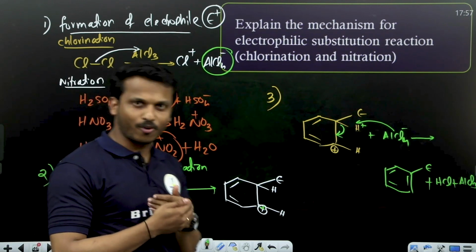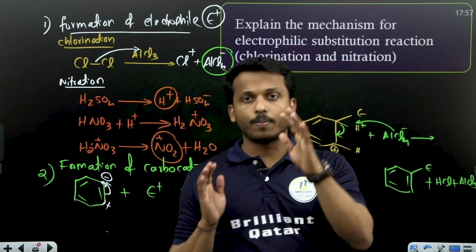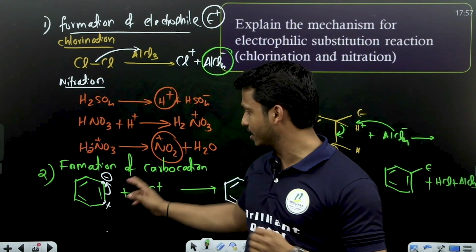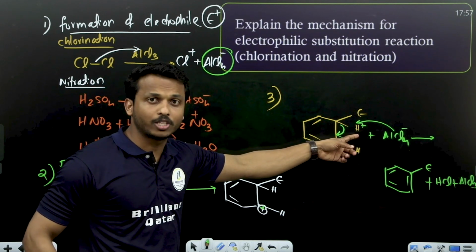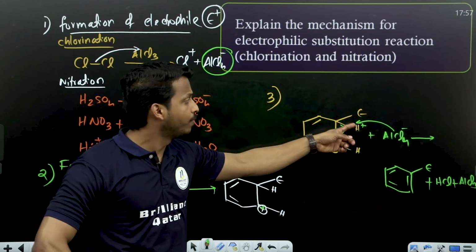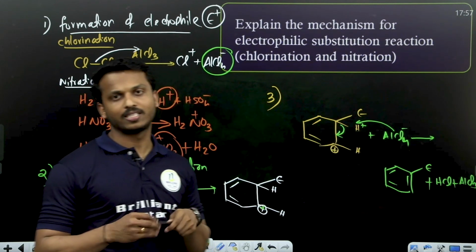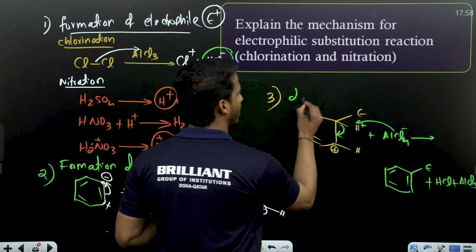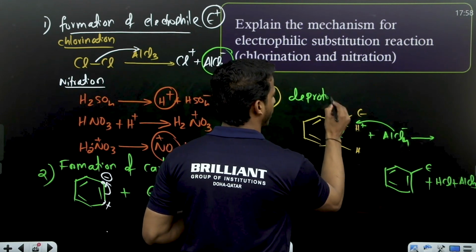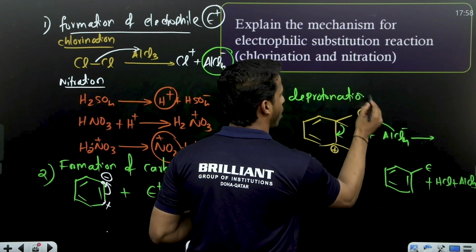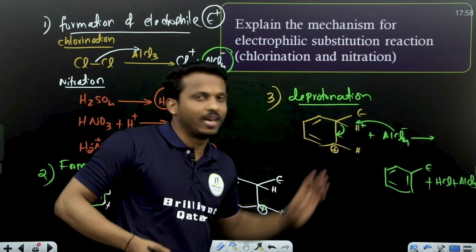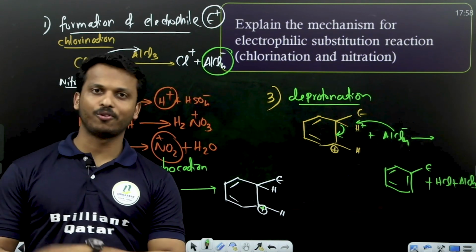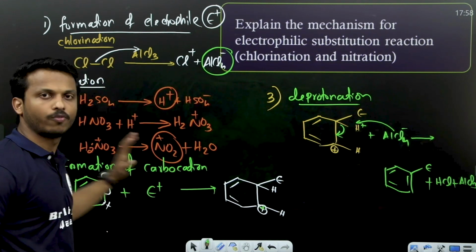After generating the electrophile, in the second step we add the electrophile to the benzene like this. After that, the proton, the H plus, what do you call H plus? H plus is called the proton, right? This proton is taken by AlCl4 minus. This process we call deprotonation. Removal of proton we call deprotonation. What is proton? H plus. This way we get electrophilic substitution. Clear, all of you? This is the way to study electrophilic substitution.